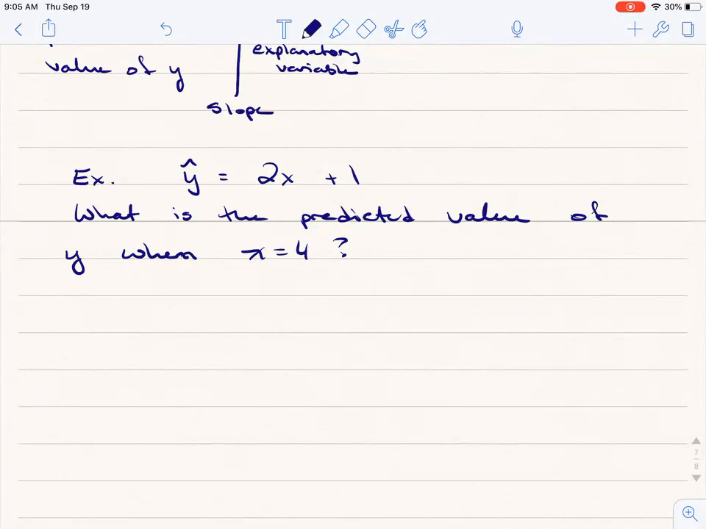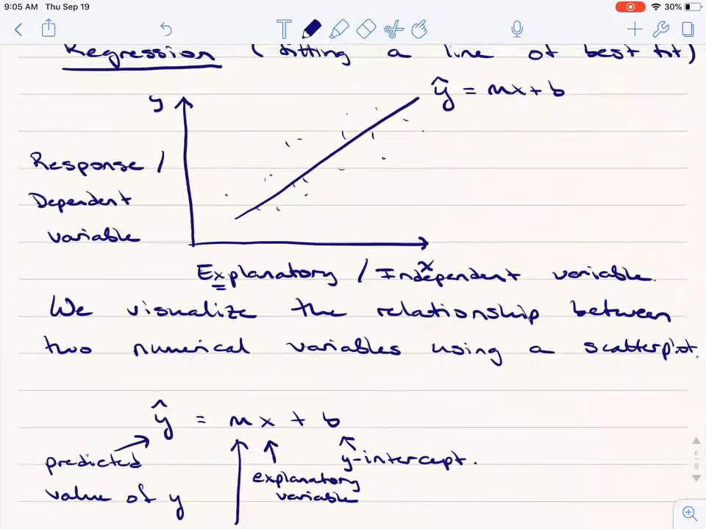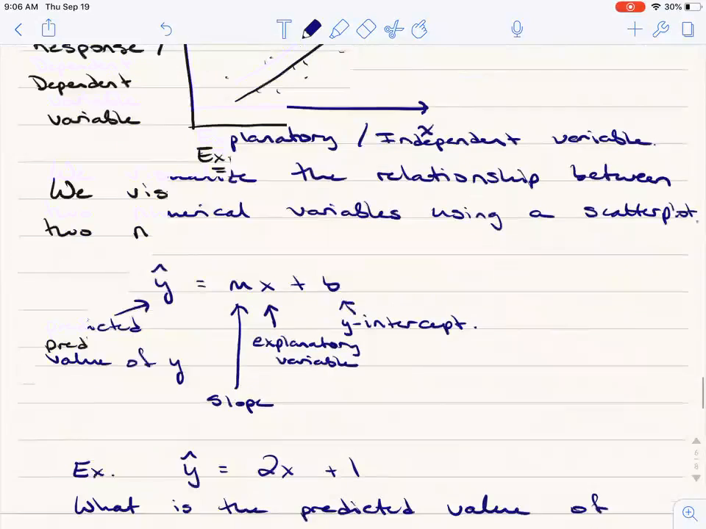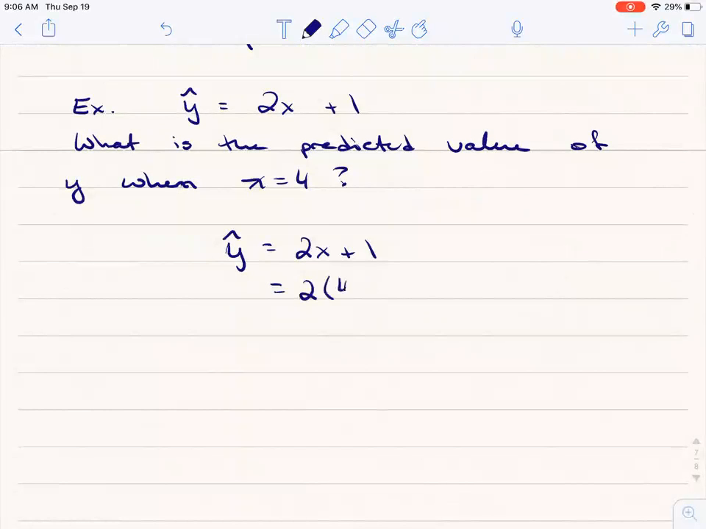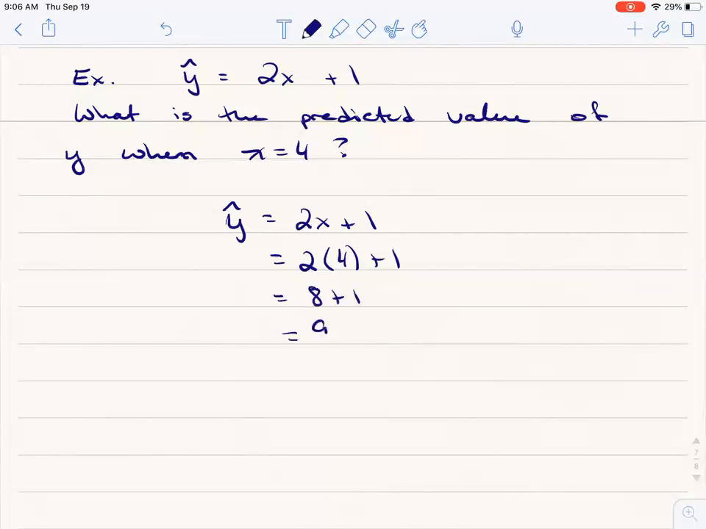If you had your graph with the axes all marked out, your best guess at the prediction would be, say here at some random spot, this is x equals 4. I'm going to trace up to the line, and then I'm going to go over here, and that's my predicted value of y. But by plugging x equals 4 into that equation, I'm going to find the exact value of y that corresponds to that value of x on the line. And so y hat is 2x plus 1. When x is 4, we get 2 times 4 plus 1. 8 plus 1 is 9. And so our predicted value of y is 9 when x is 4. And so that's how we're going to use these regression equations.